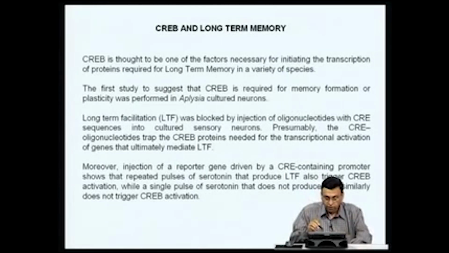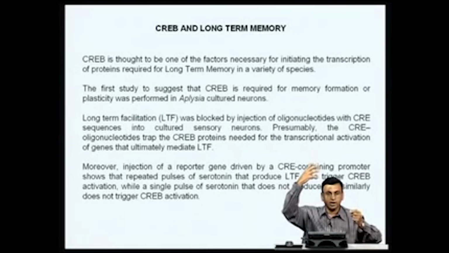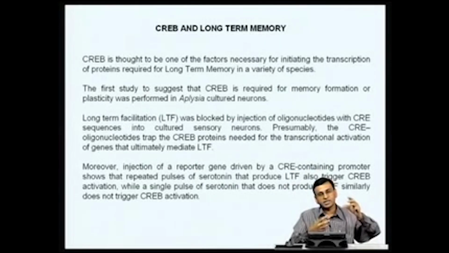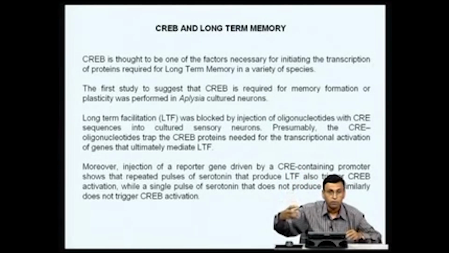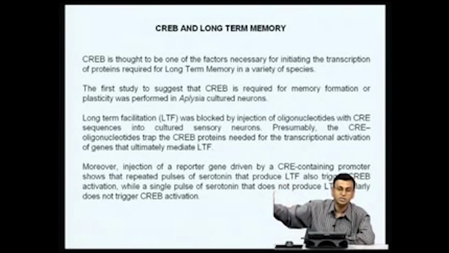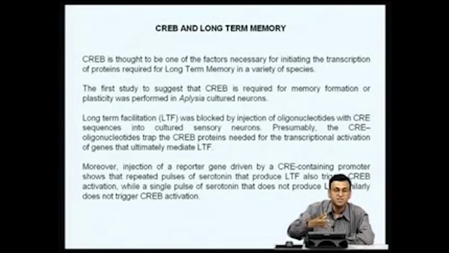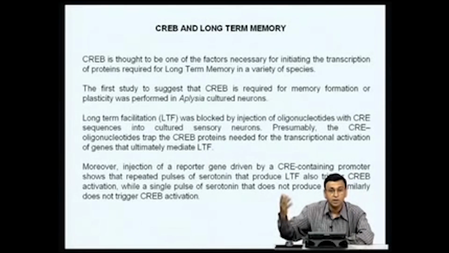What is happening when you inject this oligonucleotide? Like what we discussed about squelching in some of the earlier lectures, these oligonucleotides containing cyclic AMP response elements now sequester all the CREB protein. Therefore, CREB is not available for activation of the cyclic AMP responsive genes. By flooding the system with oligonucleotides containing CREB binding sites, you are titrating out the CREB and making less CREB available for activation of the target genes, and as a result there is a loss of long term memory in this organism.